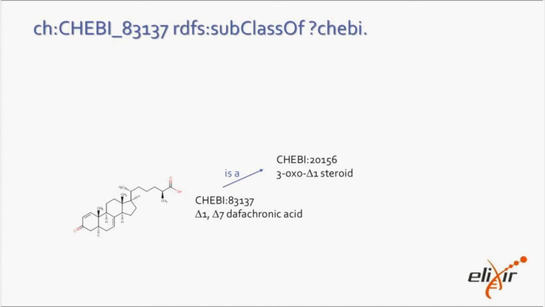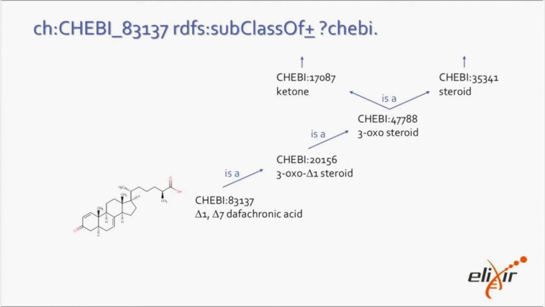Okay, so that's a manual assignment to a ChEBI class that's been made by the ChEBI curators. This part of the query allows us to go up the ChEBI ontology and retrieve parent classes. We can also play around with this query, for instance, by adding this plus sign, and that will then take us all the way to the root.